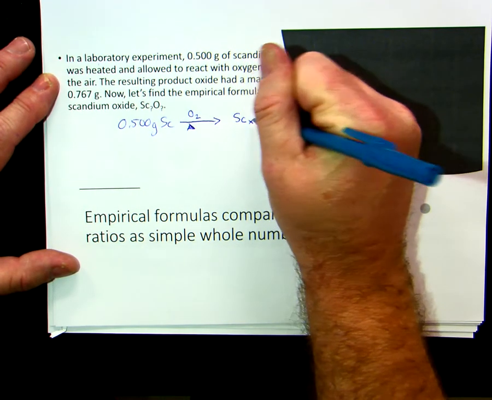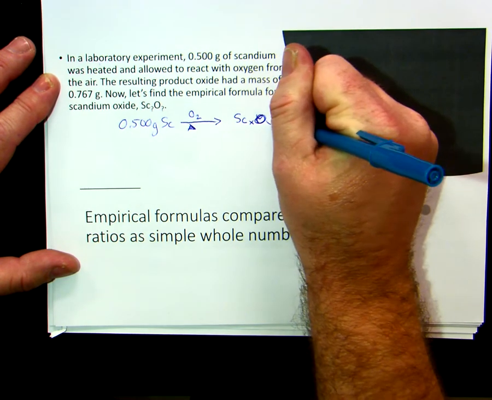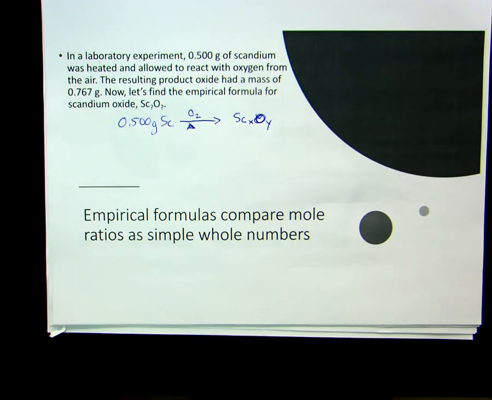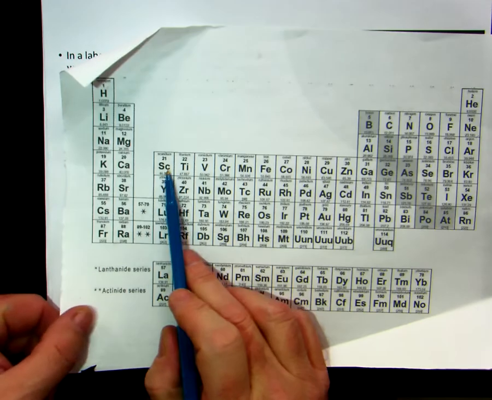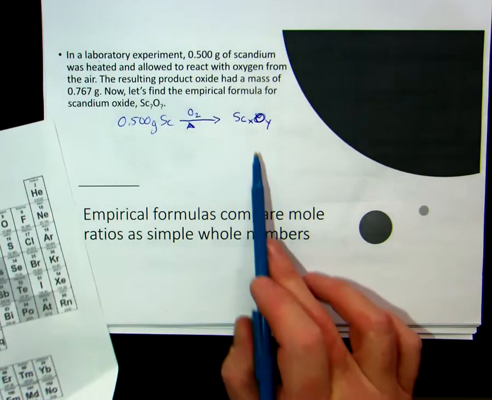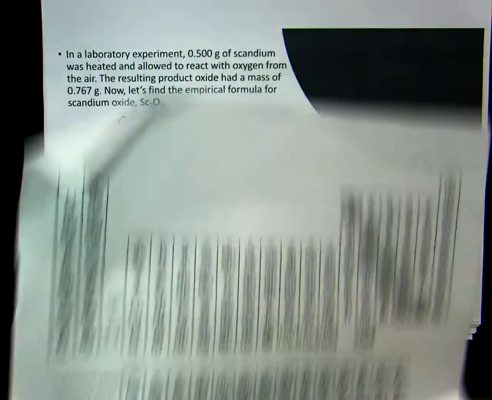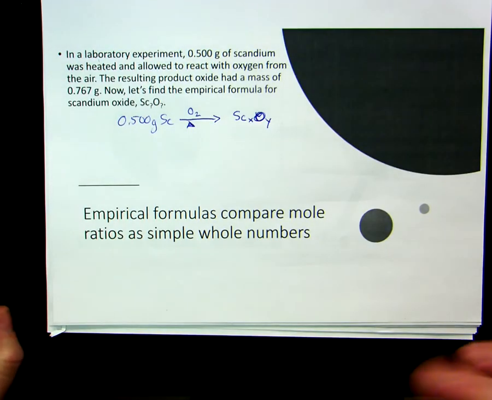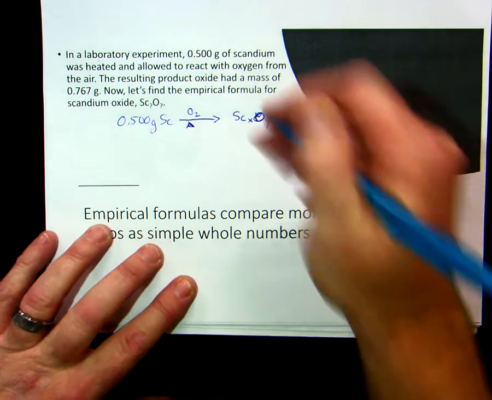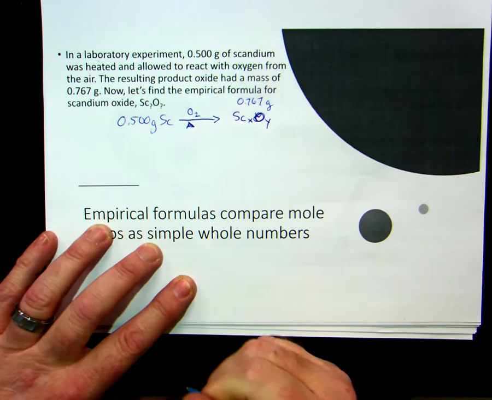Now scandium is a transition metal, so we don't know what the charge is. If it was calcium, we'd say, oh, it's +2, so it would just be CaO, calcium oxide. But we don't know what the charge of scandium is. It could be a variety of things, so we're going to have to figure it out. Now, the only other piece of information is that we got 0.767 grams of product.